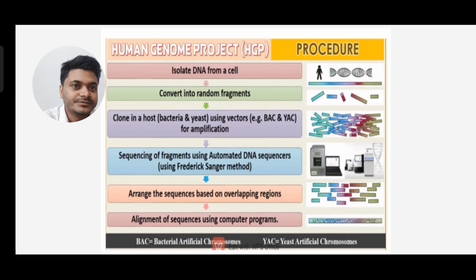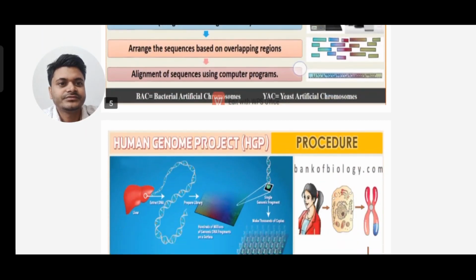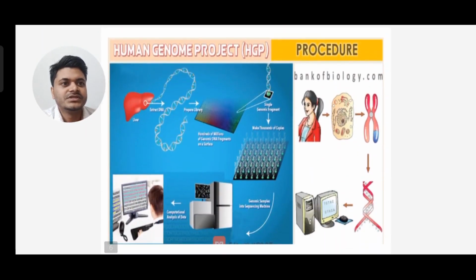First we isolate the DNA, then convert it into fragments. Next we clone it in a host, and use vectors for amplification, and then we use the automated DNA sequencer. Then we arrange the sequences, and align the sequences using computer programs. So this is the procedure of the Human Genome Project. You can see the pictures are given.